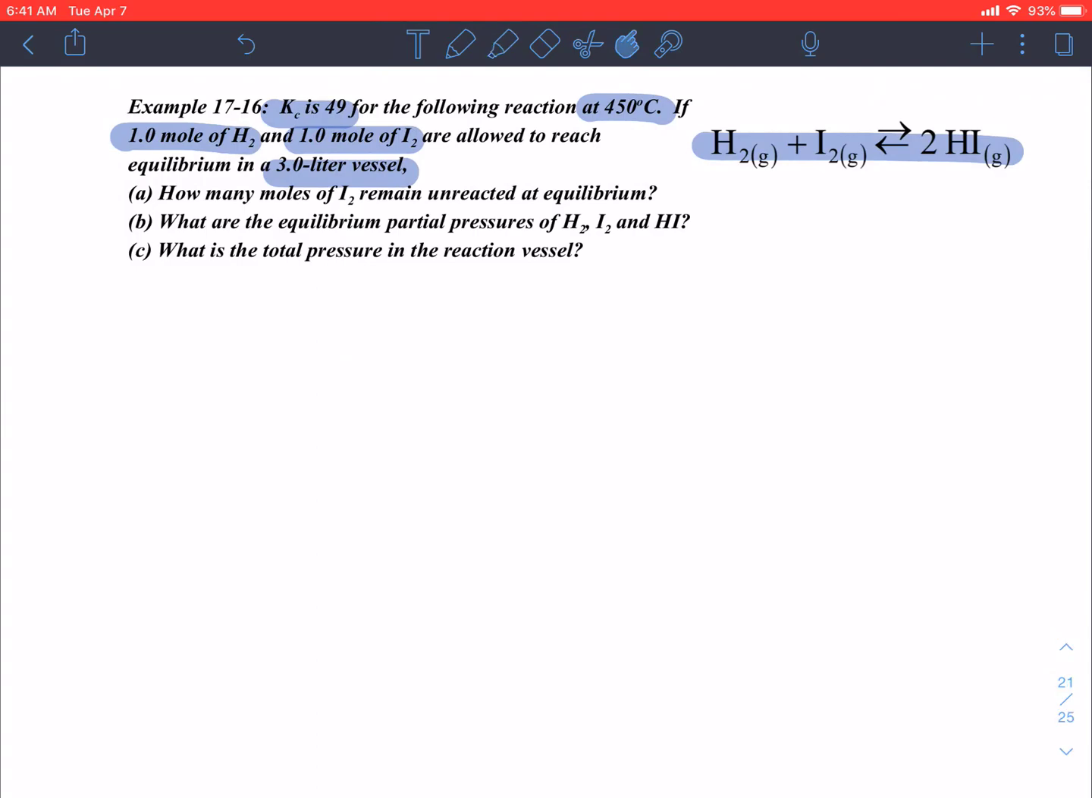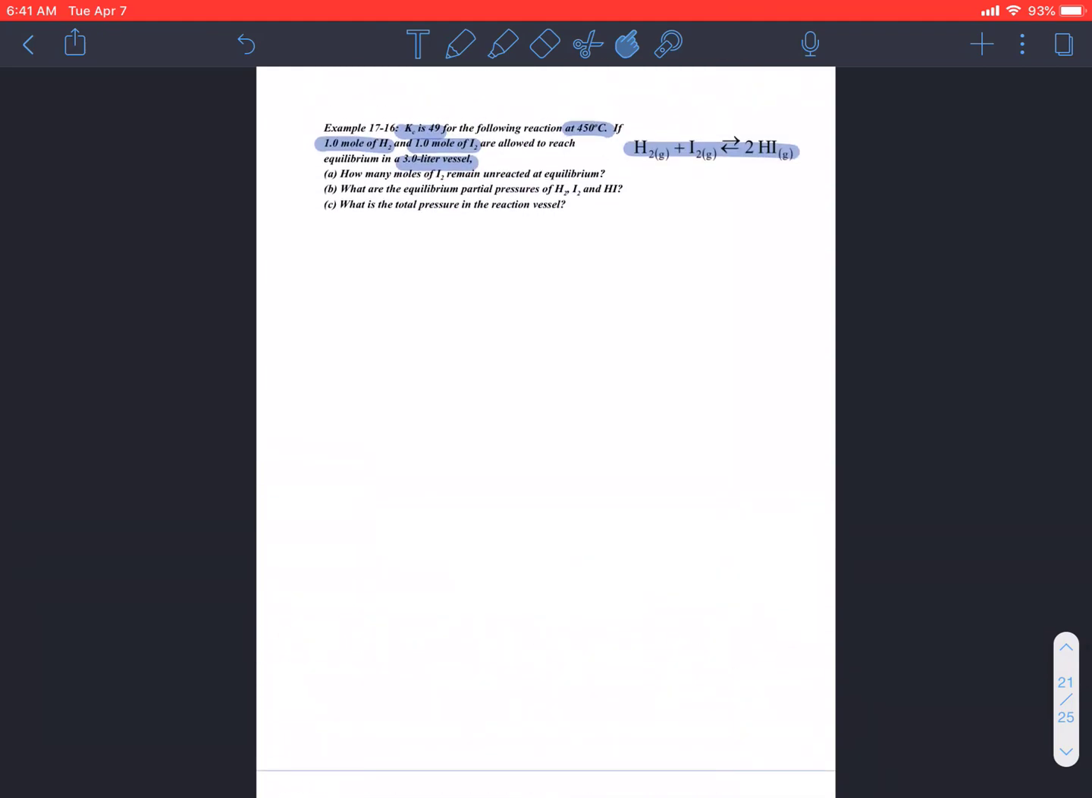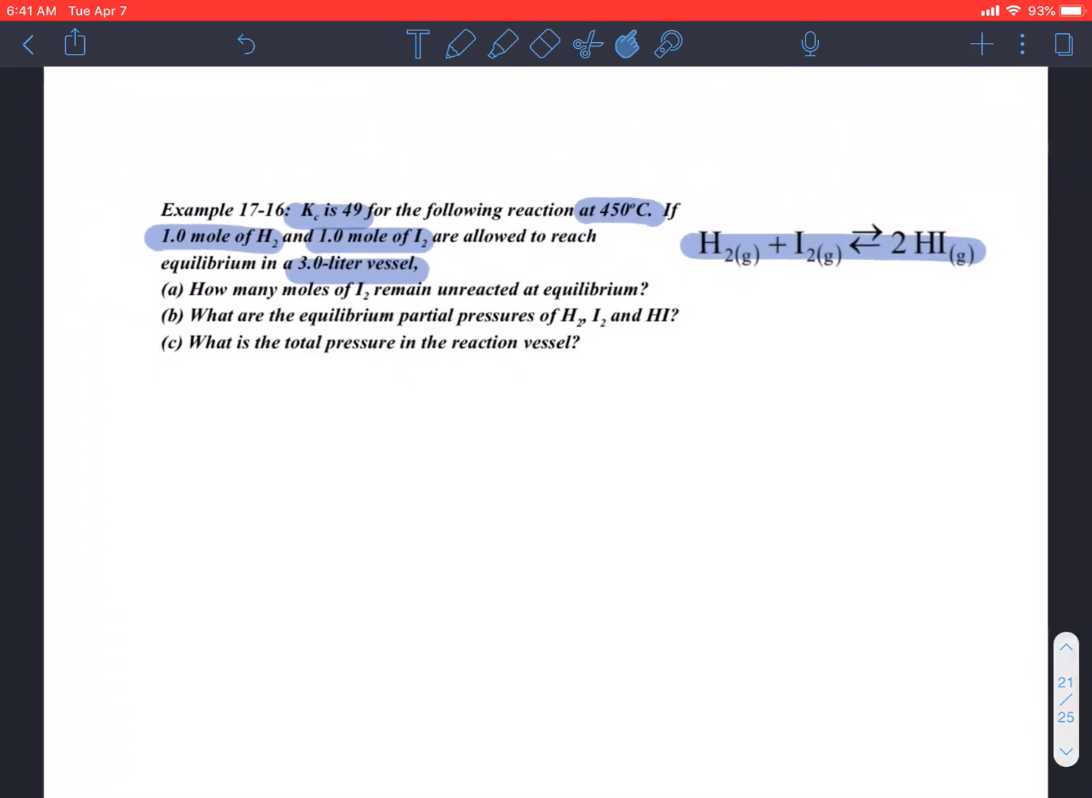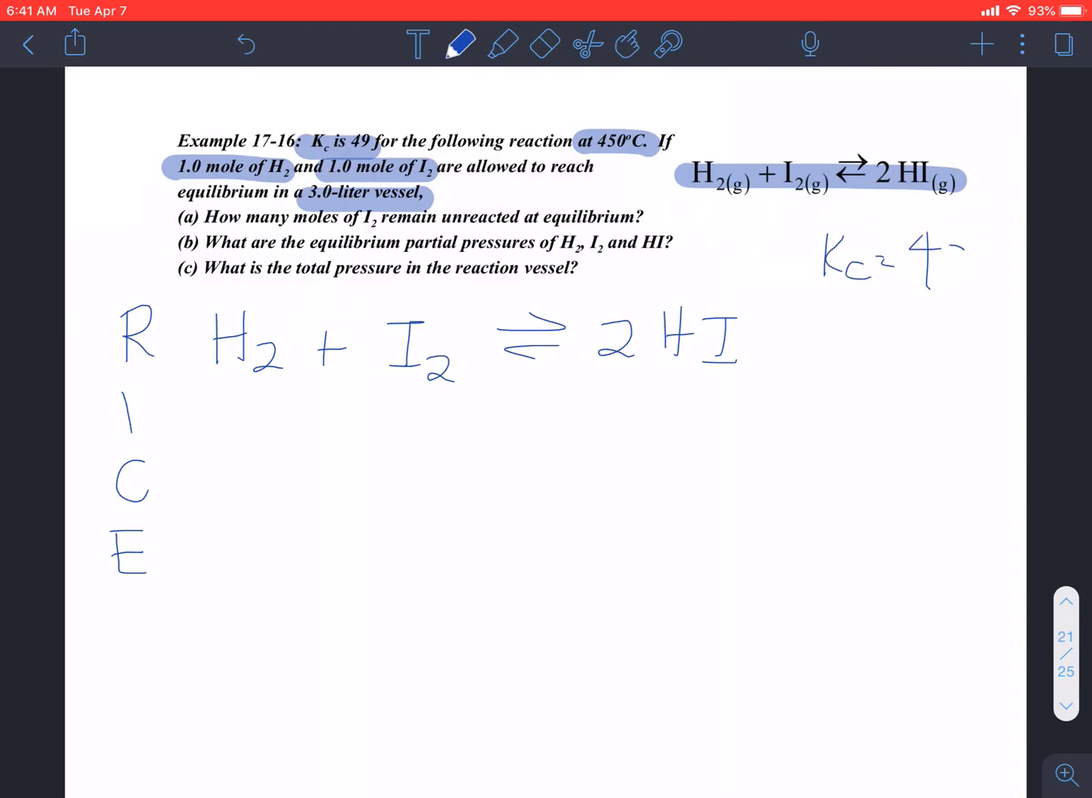Okay, so once again, this is going to be quite a long problem. Let's start out. You guessed it, we are going to be doing a RICE table. It's pretty standard for equilibrium. H2 plus I2. Now all of these are gases. Writing down a few things, we know that the Kc is 49. We know our temperature is 450 degrees Celsius.